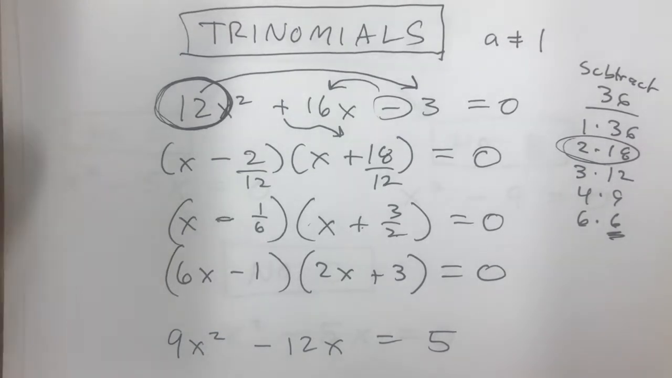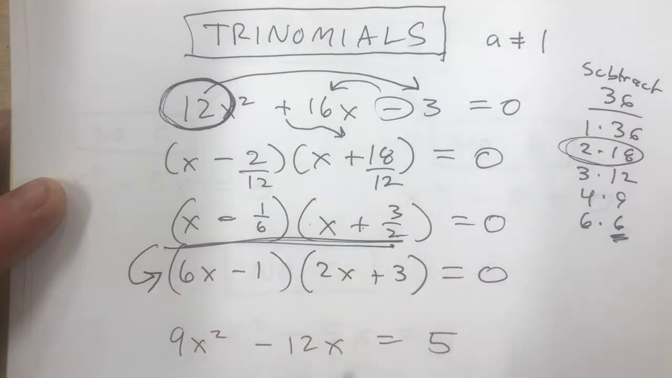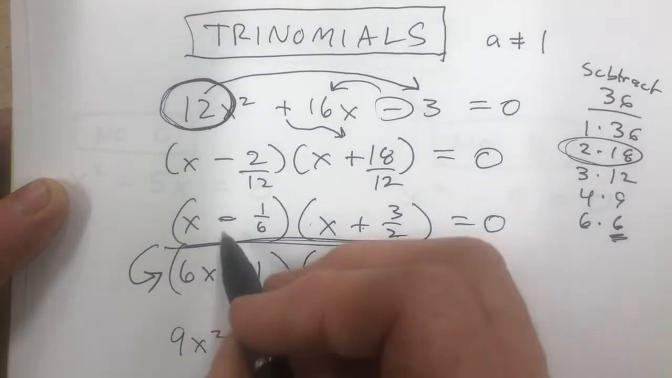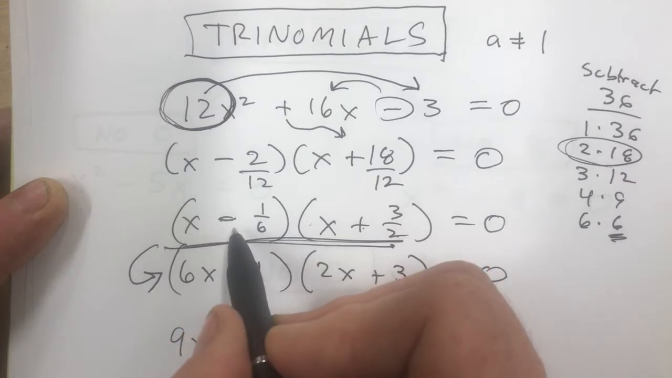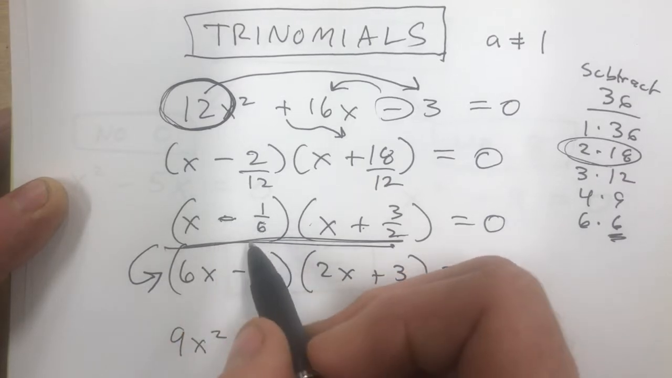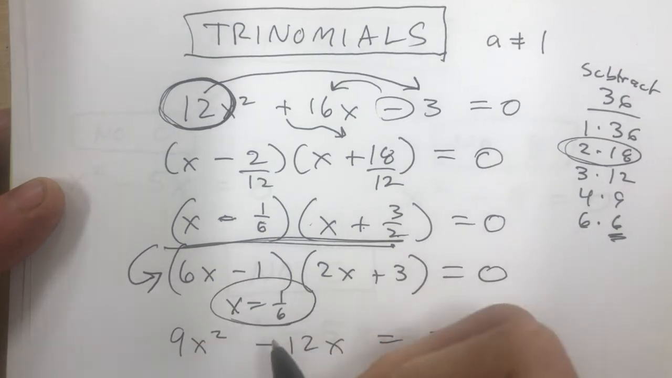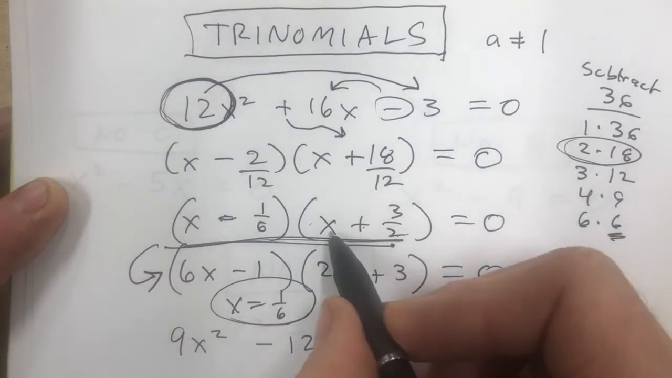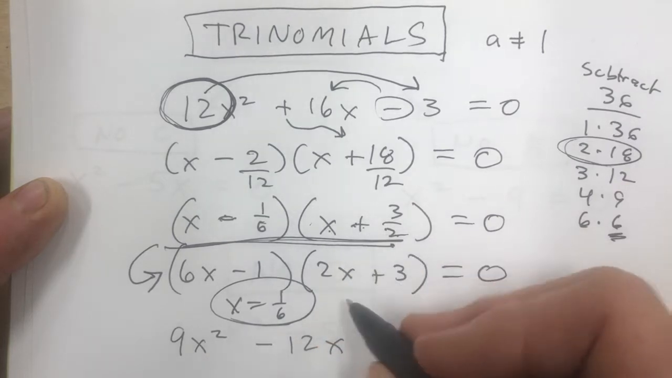Okay, but here's the thing. When I'm right here, I can quit right there. I don't necessarily have to take it to this. Because since x minus 1/6 equals 0 there, then x would just be a positive 1/6. There's one solution. And then right here, x plus 3/2, that means x would have to be negative 3/2.